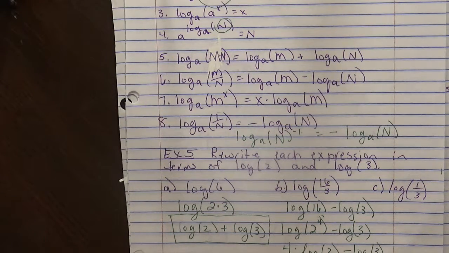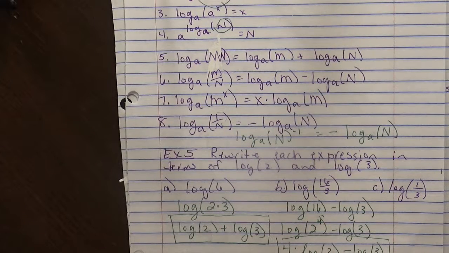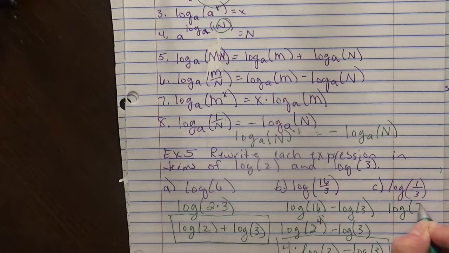And we've done what we were asked. The entire problem is written in terms of log 2 and log 3. For part C, I've got log of 1/3. This is not that hard. You can go right straight to property 8 if you want to. The 1/3 is the same thing as 3 to the negative 1st. So we've got log 3 to the negative 1st.